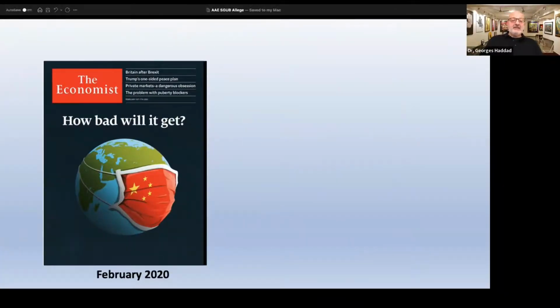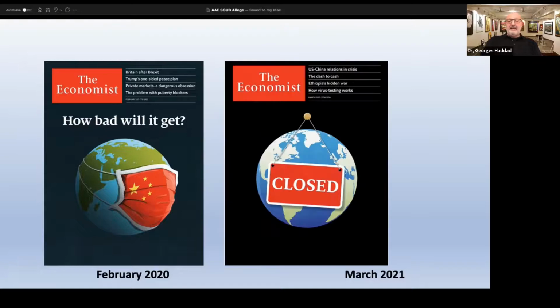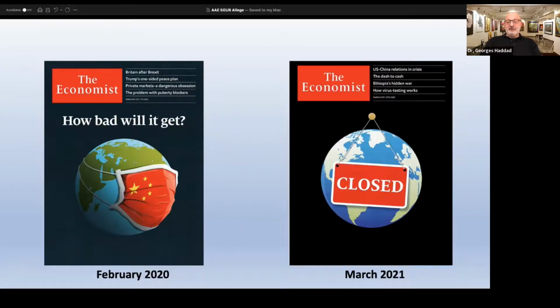How bad will it get? In February 2020, The Economist had this cover. A year later, the world was closed because of Corona.